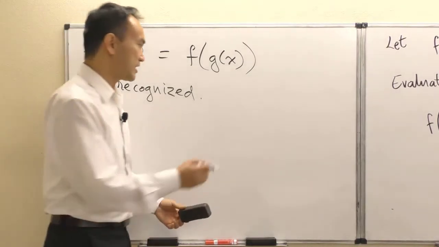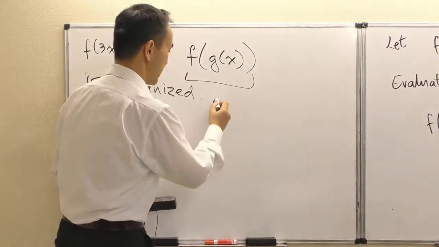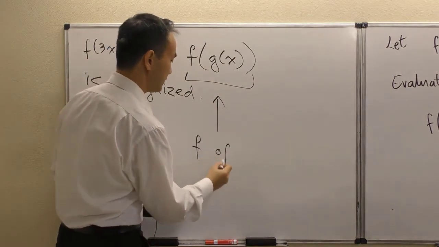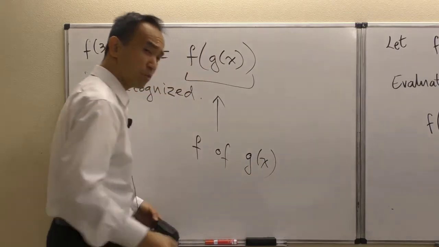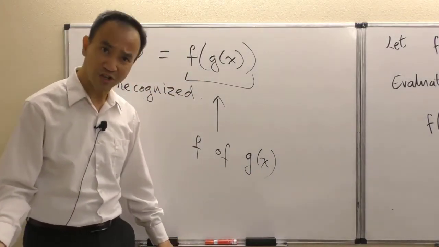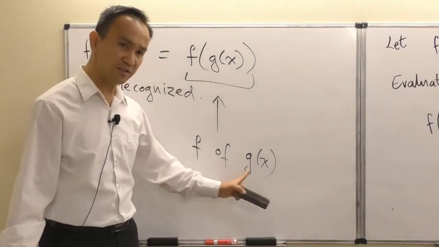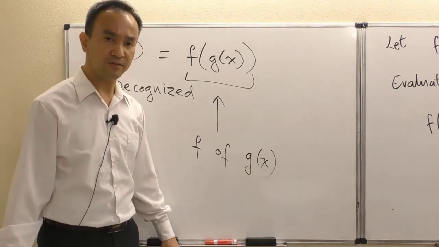So the way I say it, this whole thing right here, we can say this is f of, and then inside of that it's an expression. A function is also an expression. Okay, so f of g of x. Okay, f of g of x.